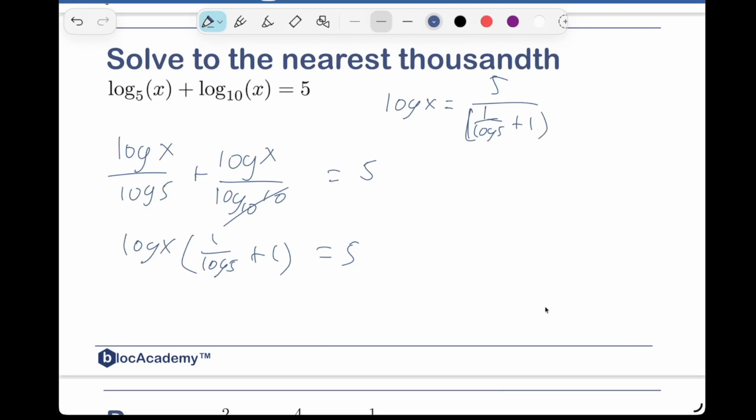And now, let's think about what we have at the moment. We have the logarithm and we have the base. So x is actually our anti-logarithm. We can write it as so: 10 to the power of 5 over 1 over log 5 plus 1. Now, if we were to evaluate this, this will be roughly 114.036, I believe.